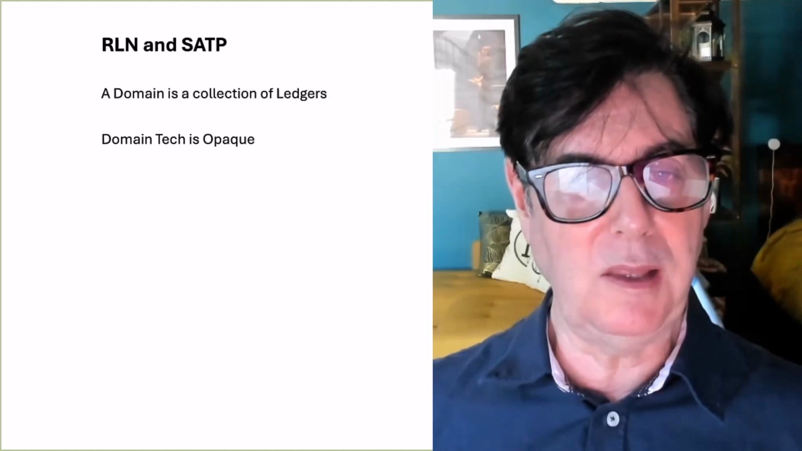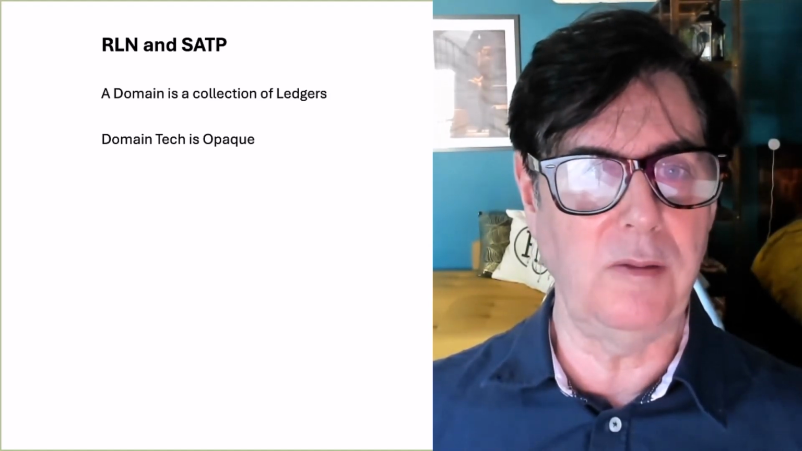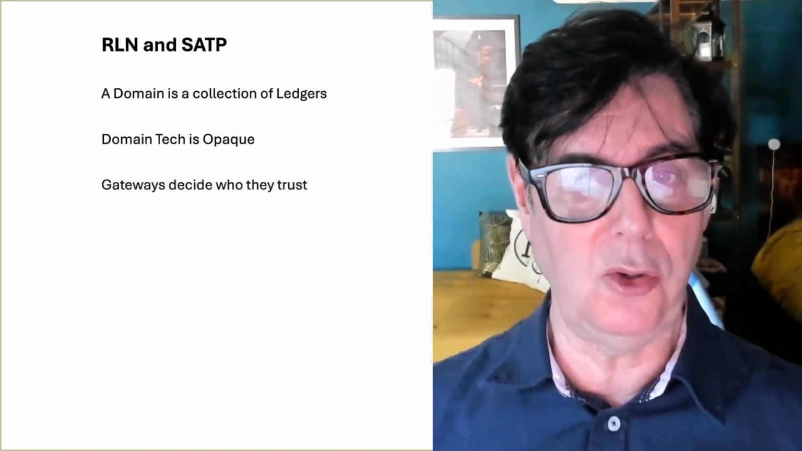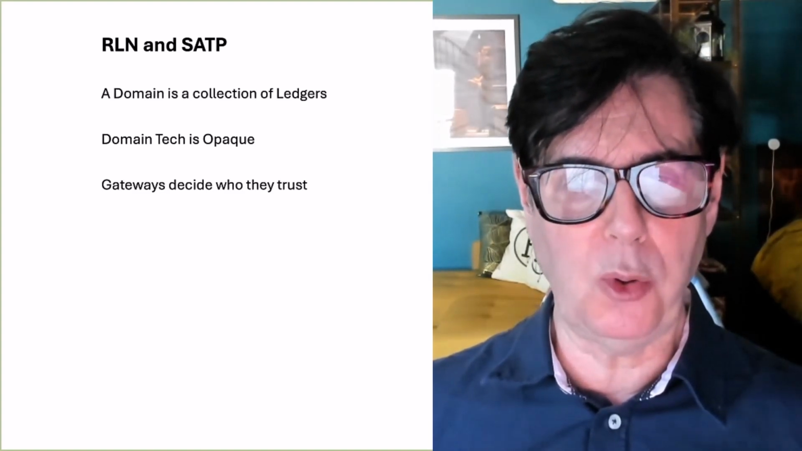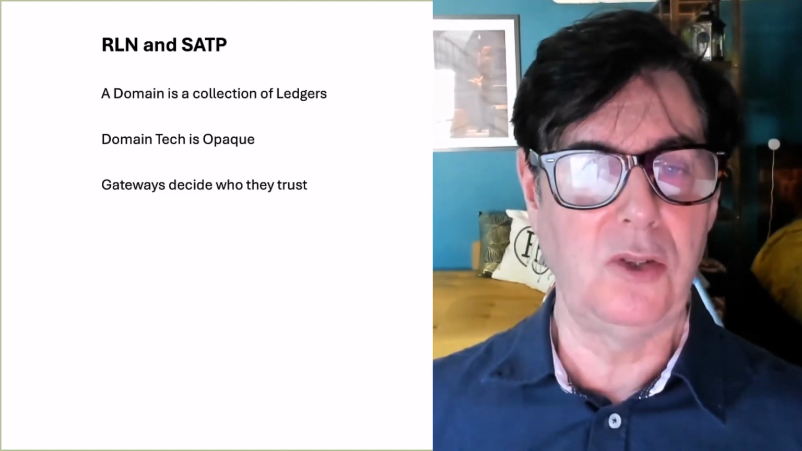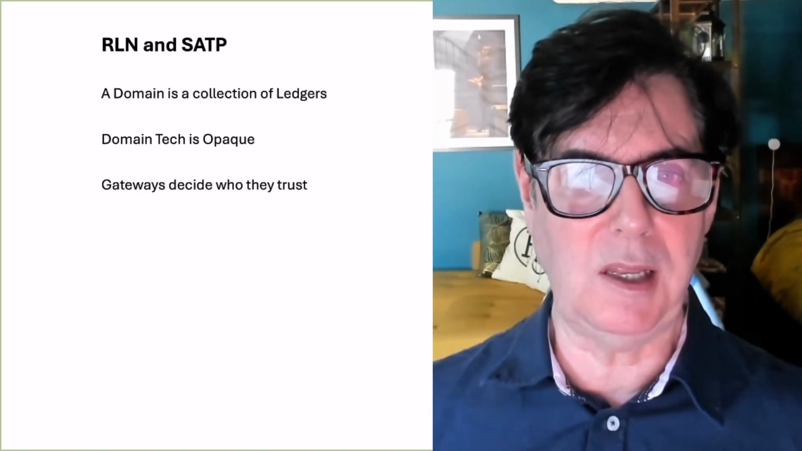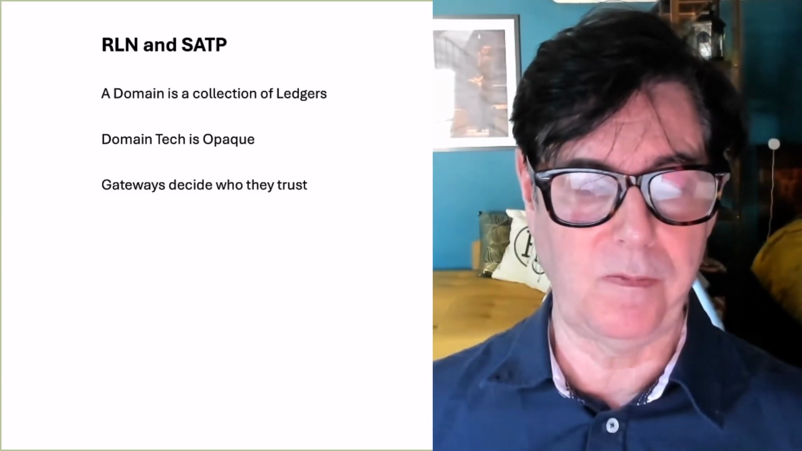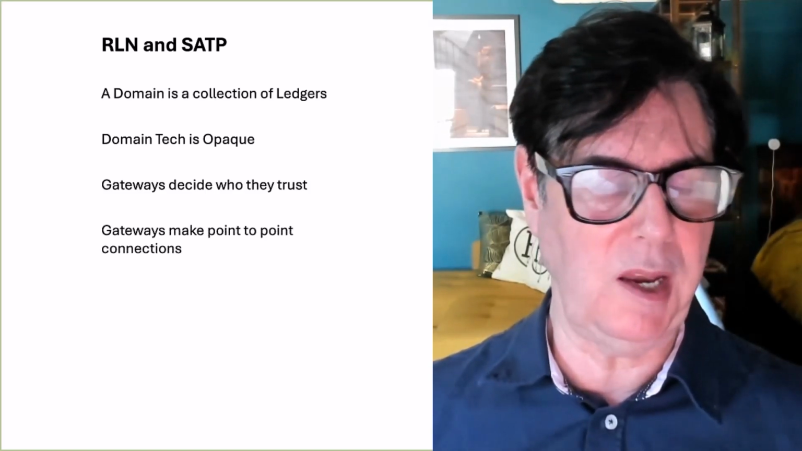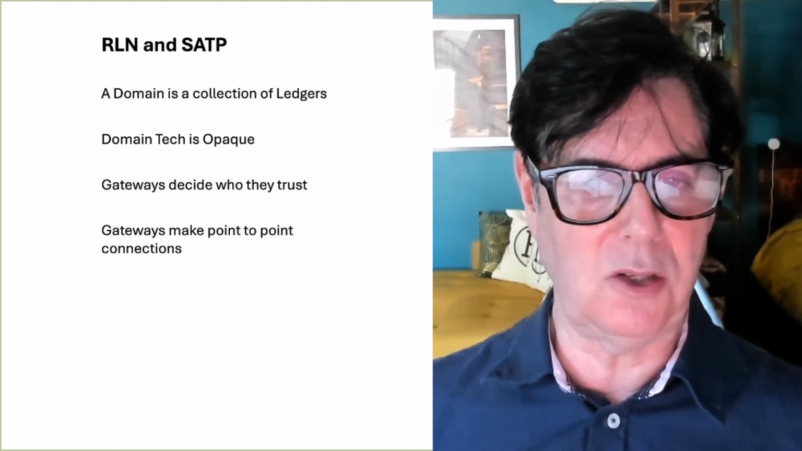The tech behind the domain is opaque to the gateway. It should work with any kind of network of ledgers. Gateways themselves decide who they trust. This is important as we did not want any global central organization to intermediate between settlement domains. This would be technically and organizationally cumbersome. Gateways make a point-to-point connection. That is, there is no global network that needs to support the model.